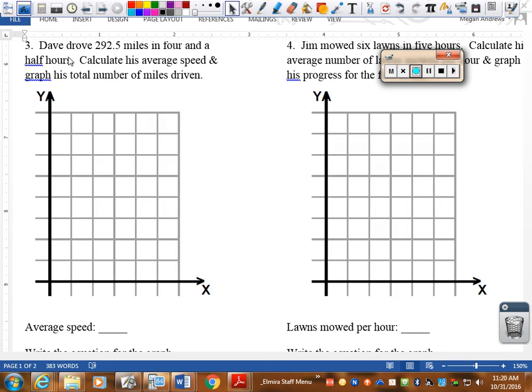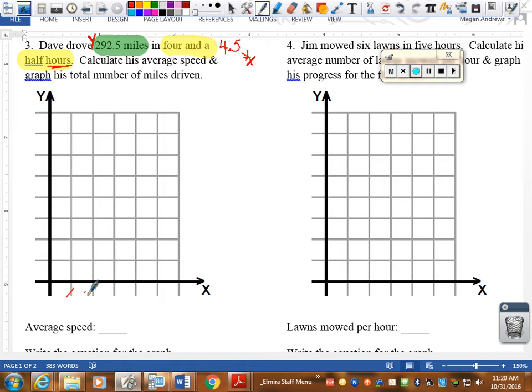Let's go down and look at 3 for a minute. It says Dave drove 292 miles in 4.5 hours. Ooh, tricky, tricky. They spelled out 4.5. We're going to use 4.5. Okay? So, hours is a unit of time. That's going to be on my x-axis. And 292.5 miles, that's going to be a value on my y-axis.